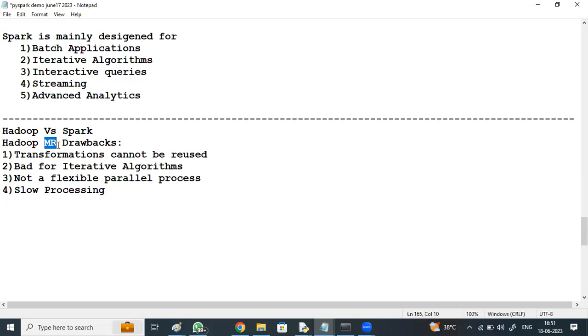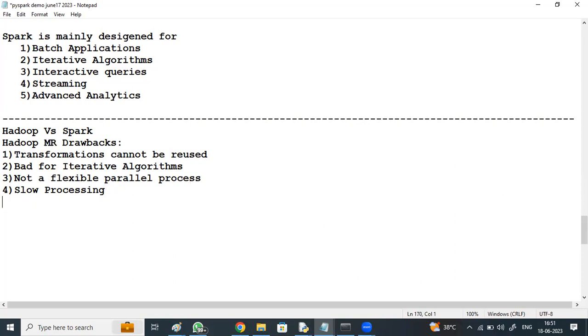But Hadoop is meant for parallel processing. But here mapper and reducer are not executing parallelly, right? Sequentially, one after the other, the mapper output is given to reducer, and reducer takes that output and executes. Slow processing, not a flexible parallel processor. That's what I discussed. Slow processing as compared with Spark processing, right? Spark is very high speed.